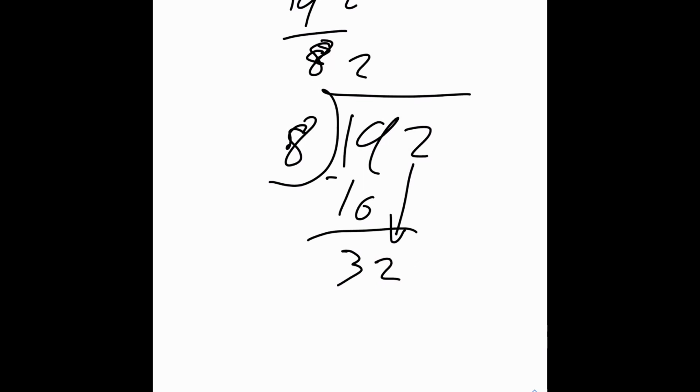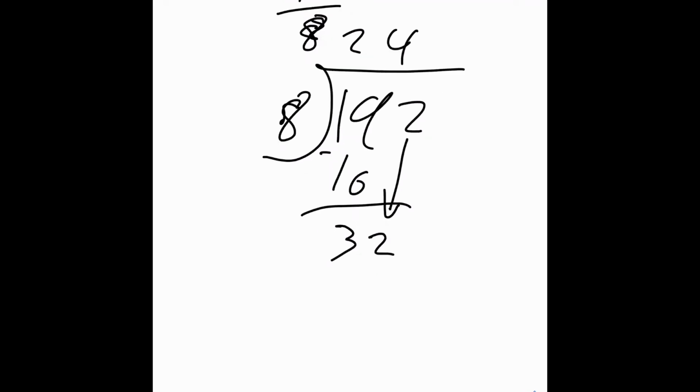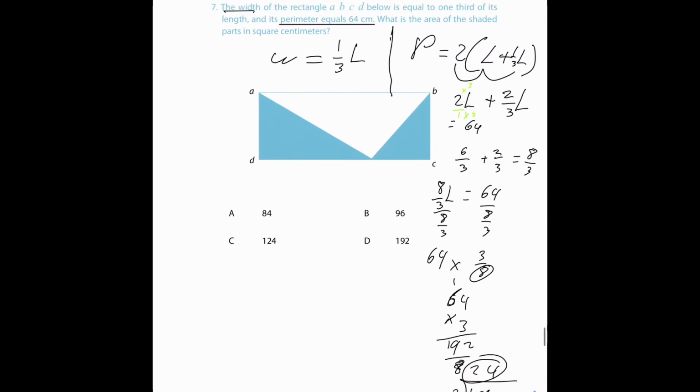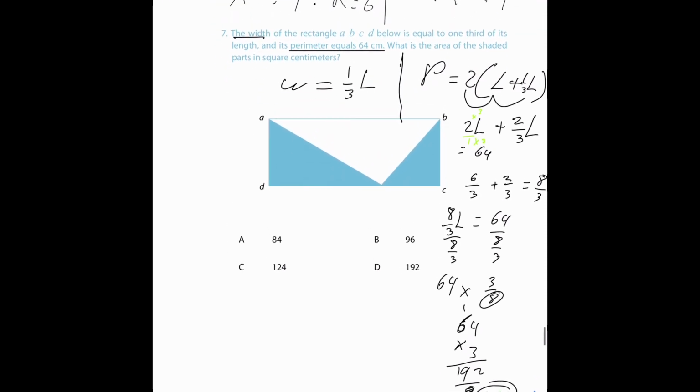Now we get 32, so 8 divided by 32. How many 8s can fit into 32? The answer is 4. 4 by 8, that is 32. Okay, so we have our final answer here, 24, finally. So L is equal to 24. All right, so we have that.